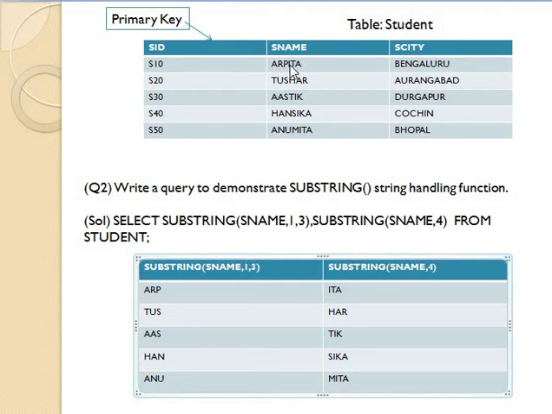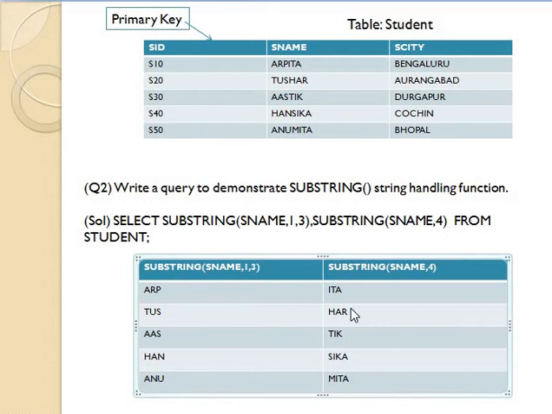So for the entry Arpita, I shall extract I, T and A. Okay, so here in the output table for the column substring sname, 4, I shall see the first entry as ITA, which are the letters extracted from the entry Arpita. Same way, for the entry Tushar, the 4th character is H, and if I extract all the letters starting from H in the output table, I should see HAR.